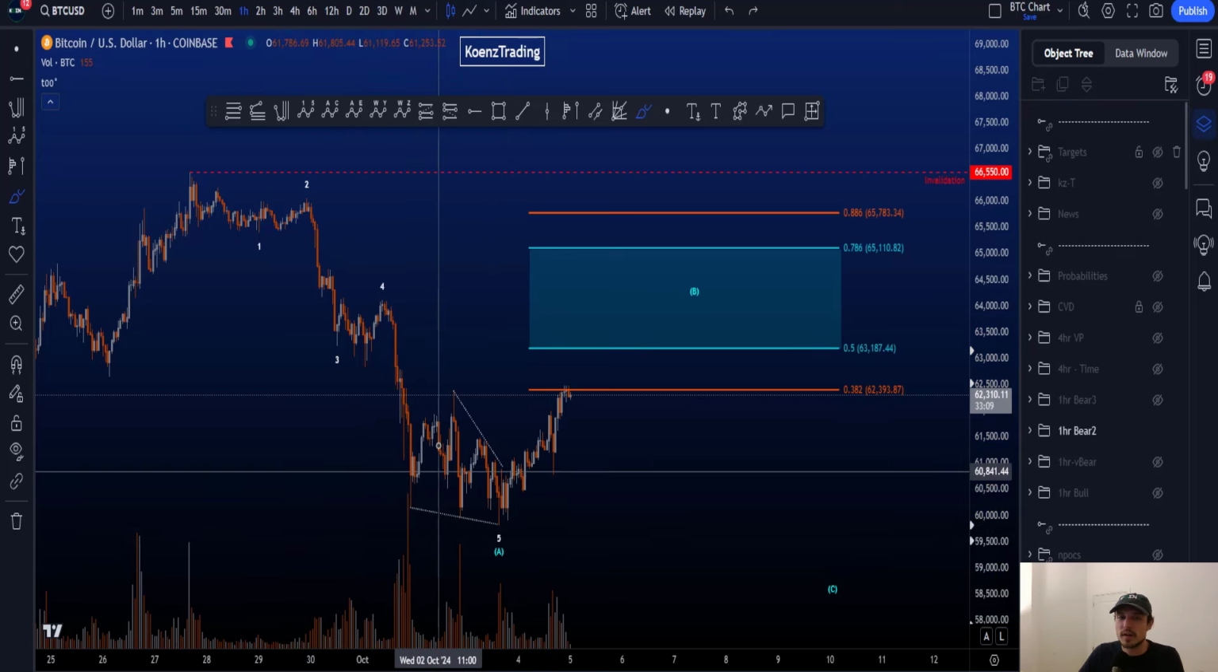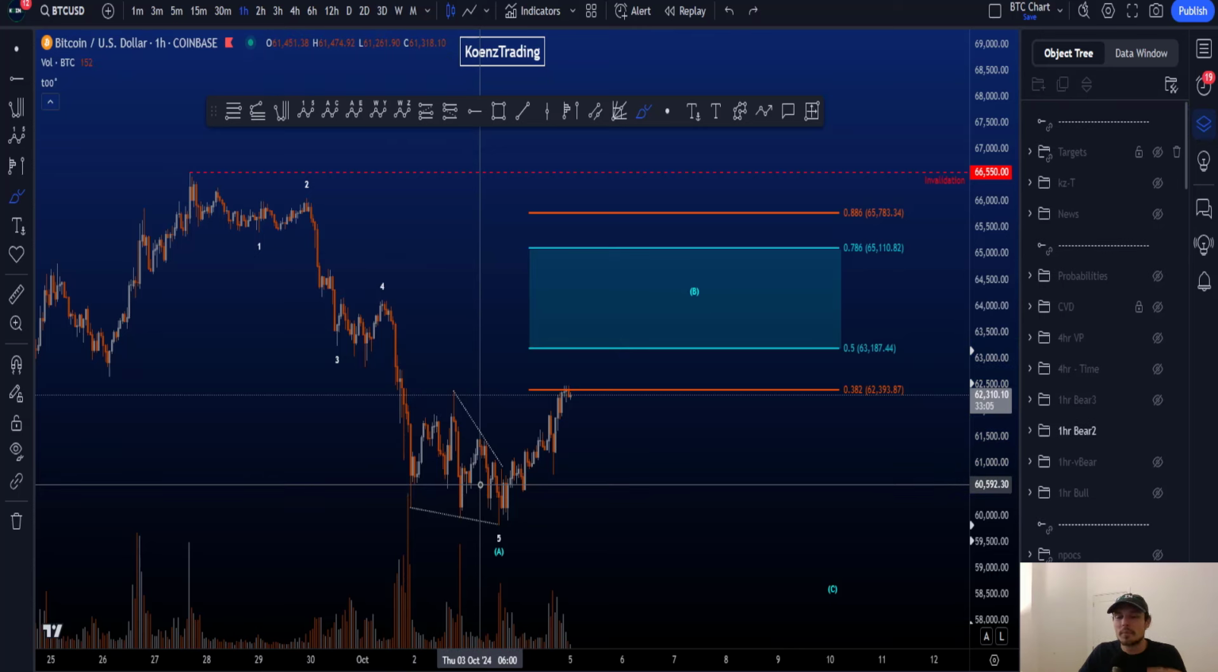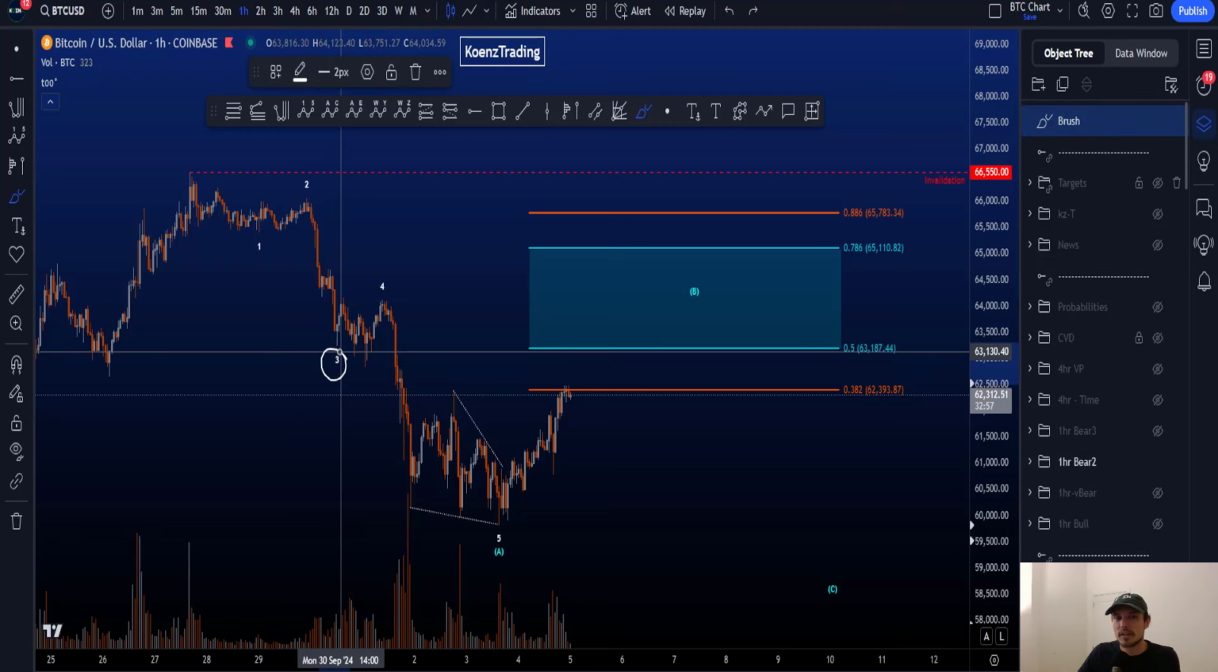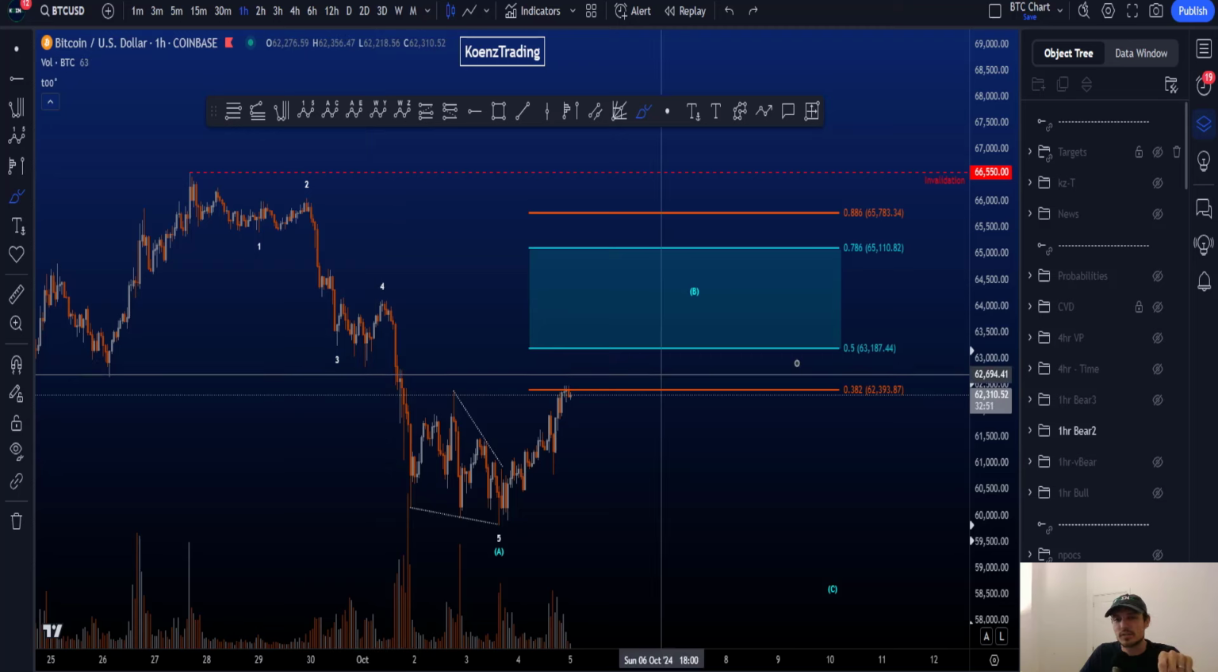Now, if a wave 5 does extend, it is common for 5 to have the highest volume, but an extended 5 is uncommon, and also just in general, highest volume in 5s is also not something you really like to see, as most commonly your wave 3 is the extended wave. So that is why this at the moment is an alternative scenario.